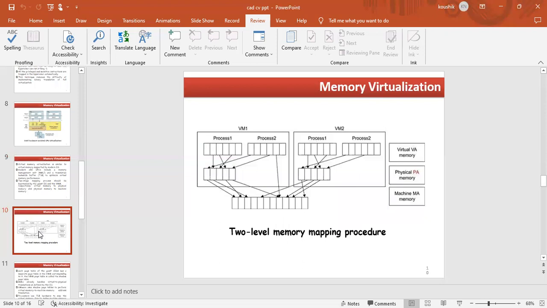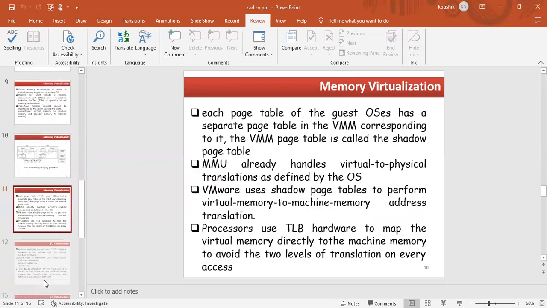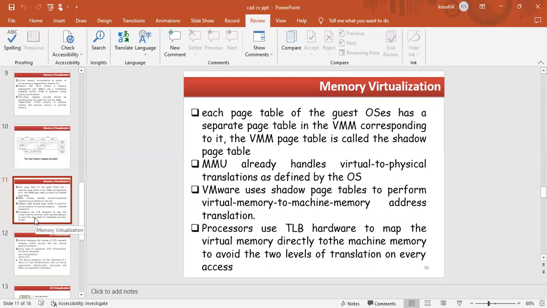Here we have VM1 and VM2, which have the processes, and outside we have virtual VA memory, physical PA memory, and machine MA memory. Each page table of the guest OS has a separate page table in the VMM corresponding to it. The VMM page table is called the shadow page table. MMU already handles virtual to physical translations as defined by the OS. VMware uses shadow page tables to perform virtual memory to machine memory address translation. Processors use TLB hardware to map the virtual memory directly to the machine memory to avoid the two levels of translation on every access.